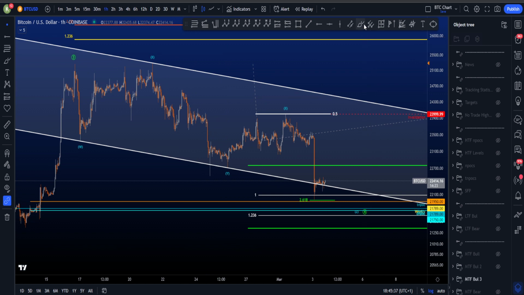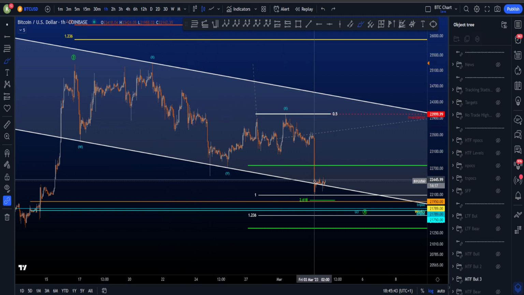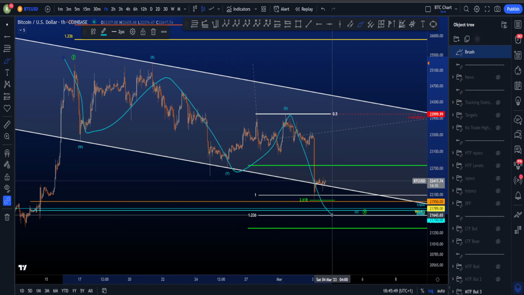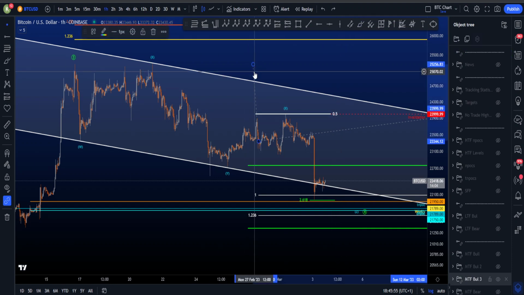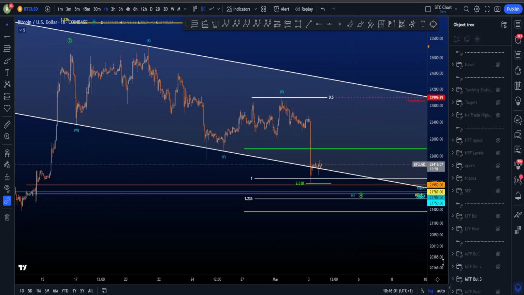So in this case, I do have a channel which basically goes from W to Y and then to the high of X over here. And wave Z is down here. So this is a W, X, Y, X, Z. And as you can see, X over here is again hitting the 0.5. So this is still a very valid Elliott wave count. And I will put the trend line off here because, as you can see, it is getting quite cluttery on my chart.